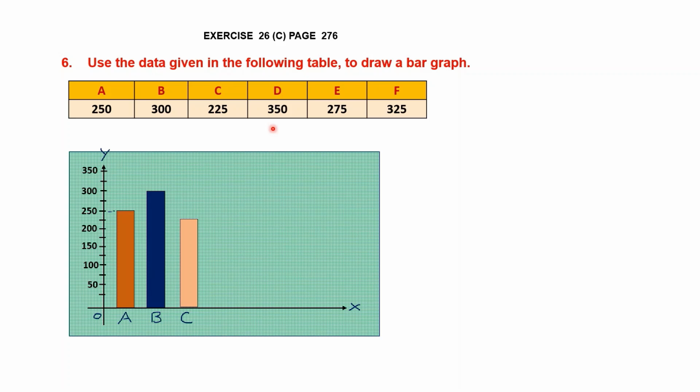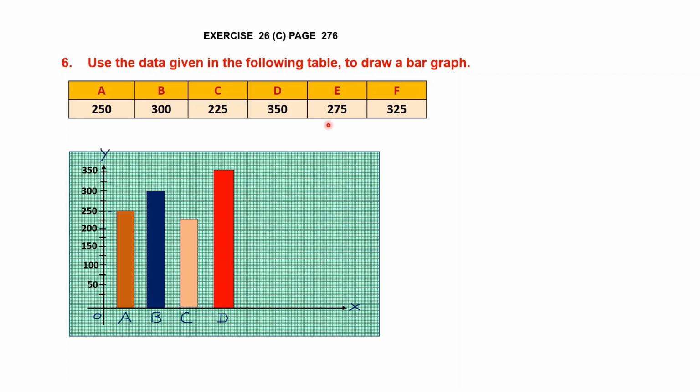Next one, D is 350, and we have 350 right on top. So our bar should be in line with 350. So our fourth bar, D, will be in line with 350. So let's do that. So that is D going up to 350.